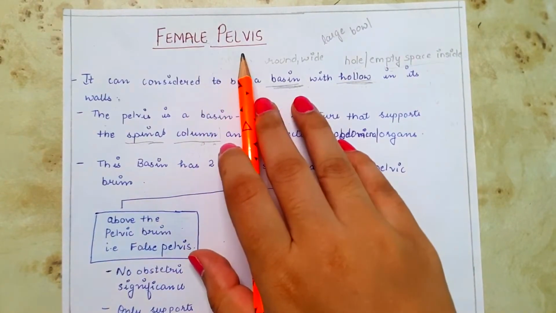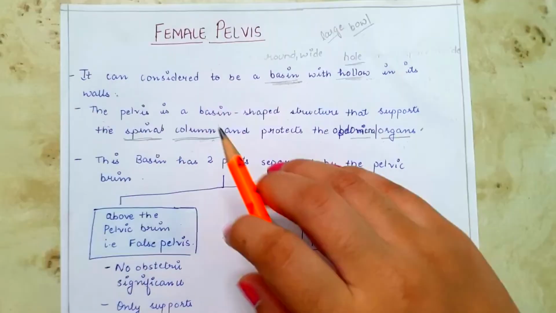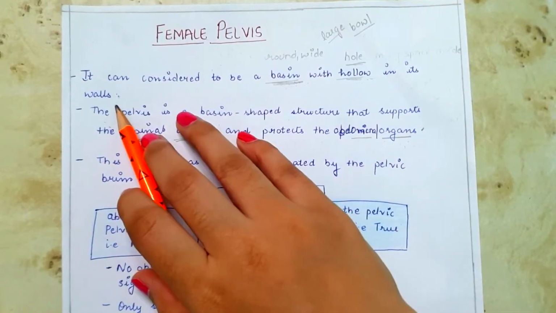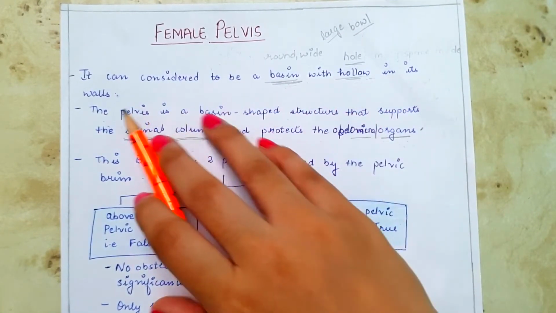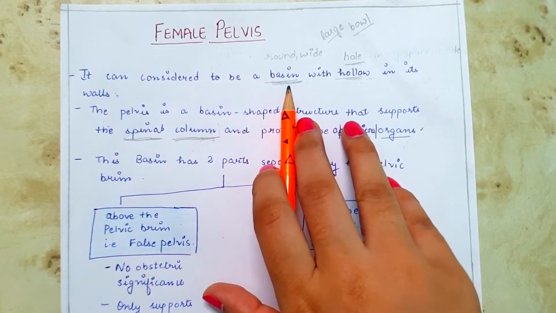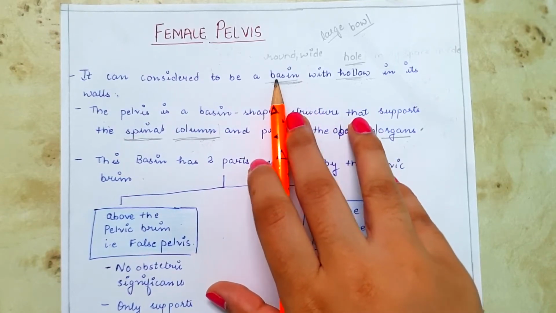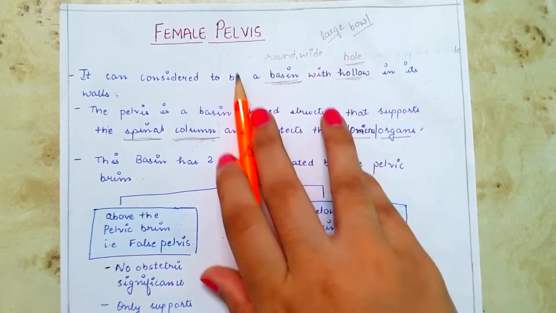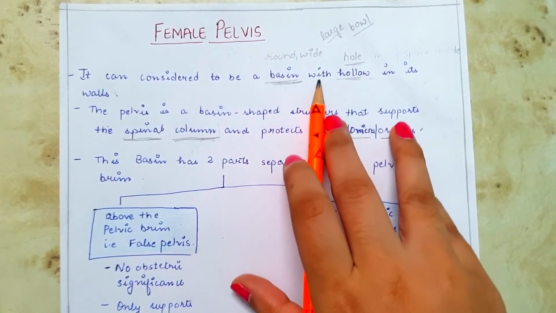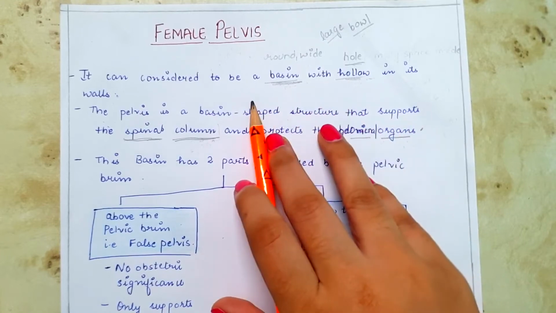Now starting the topic with its definition. What is female pelvis? It can be considered to be basin shaped with hollow in its walls. Now what is the meaning of basin shaped? It means the female pelvis is like a large bowl or a large container which is round and wide in nature with holes in its walls.